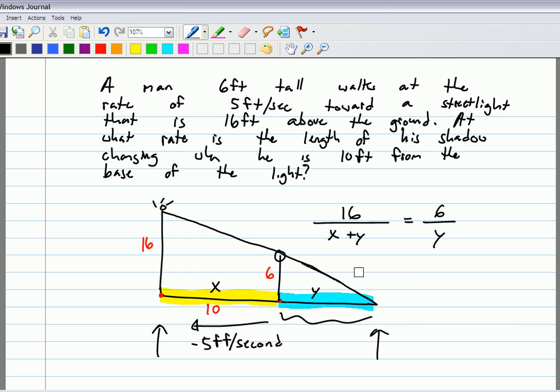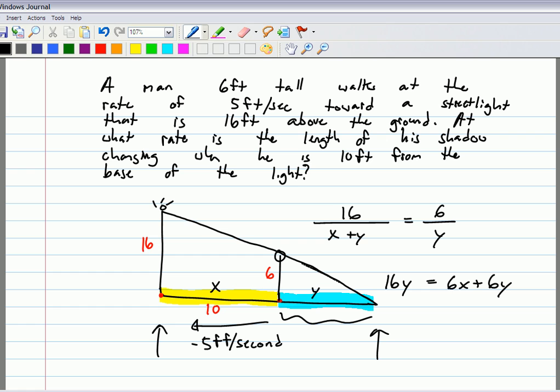You can simplify that model just a little. If you multiply both sides by y and x plus y, or cross multiplication, I hate to say it, you end up getting 16y equals 6x plus 6y. So is that always going to be true? Yes, no matter where the guy's at. Okay, so now you've got this model. It relates your variables. What are your variables? x and y. x is the distance from his feet to the post, and y is the distance from his feet to the tip of his shadow.